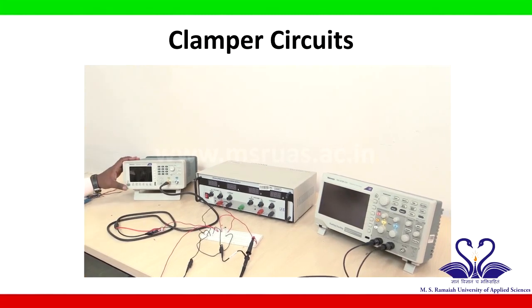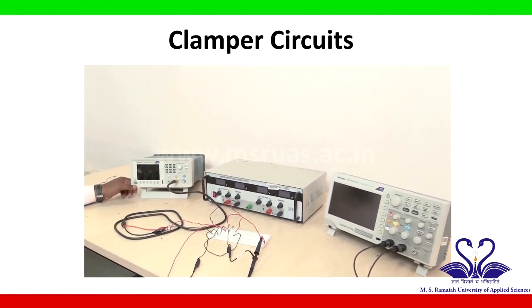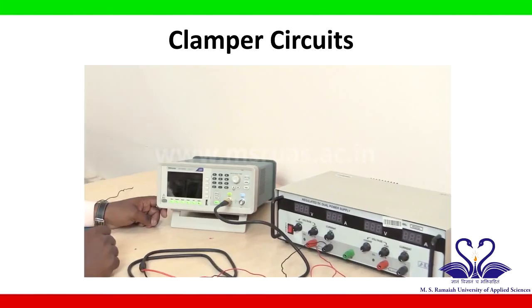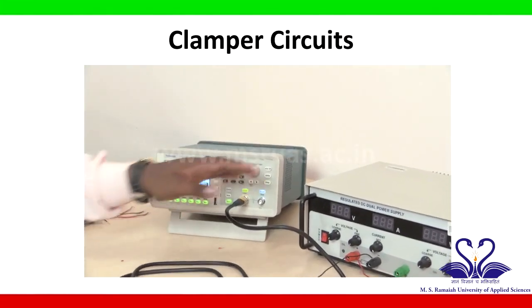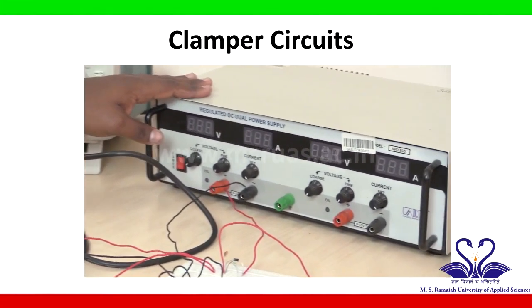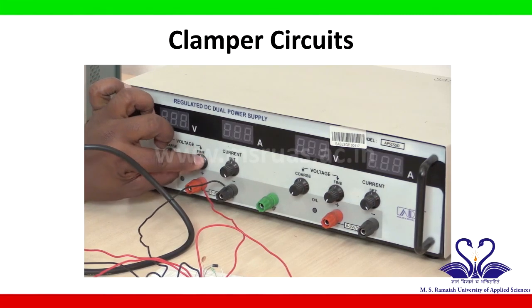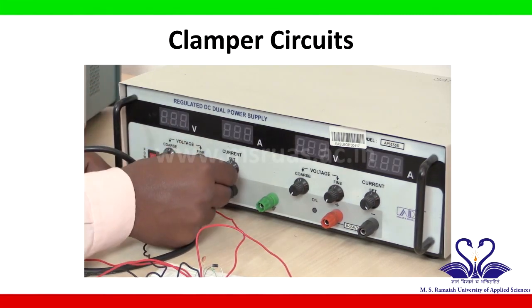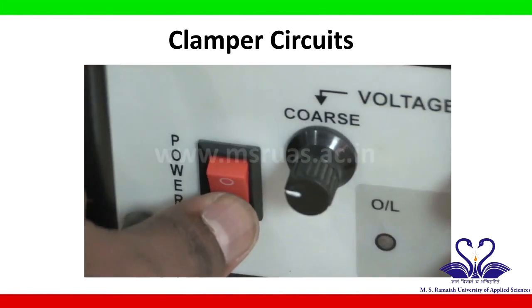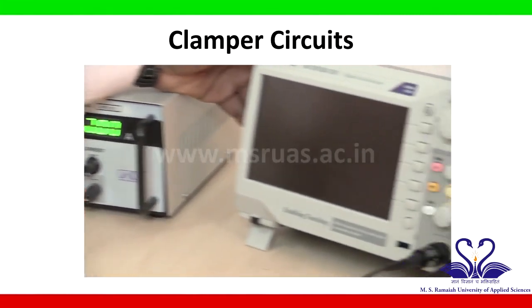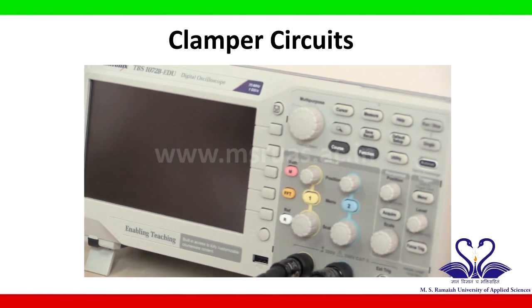Now turn on the function generator using the power button, and similarly turn on the DC dual power supply. Before turning on this dual power supply, keep the voltage at a minimum value and set the current to a maximum value, and turn it on. Now we will turn on the digital oscilloscope.